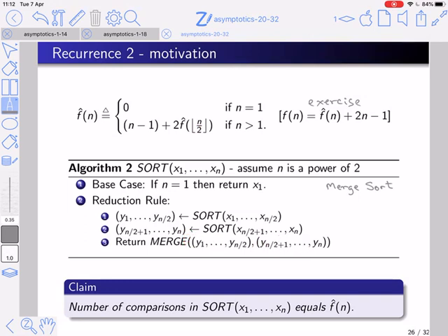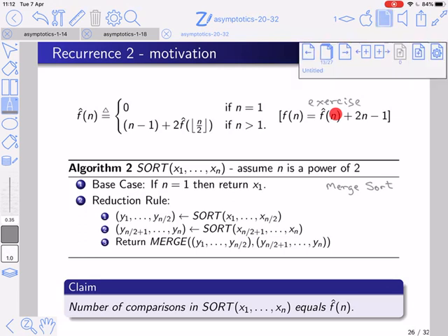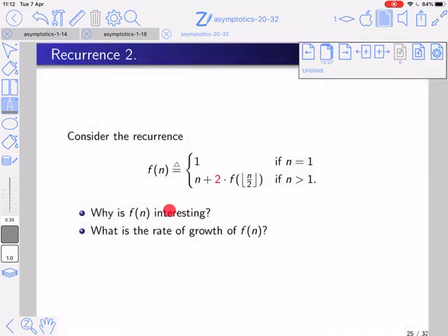And the merging requires n minus 1 comparisons, because once you're done with all but one element, you just put it at the end of the list. You don't have to do any comparison. That's why you have the minus 1 over here. Okay? So f hat measures the number of comparisons in this sorting algorithm, and therefore it's interesting. And f hat and f behave very similarly. So if we know how to analyze f asymptotically, we know how to analyze f hat asymptotically, and vice versa. Okay, so we answered the first question, and that is, why is this f interesting?